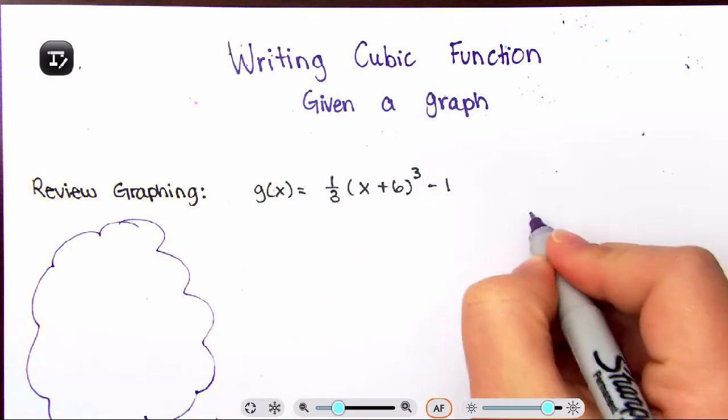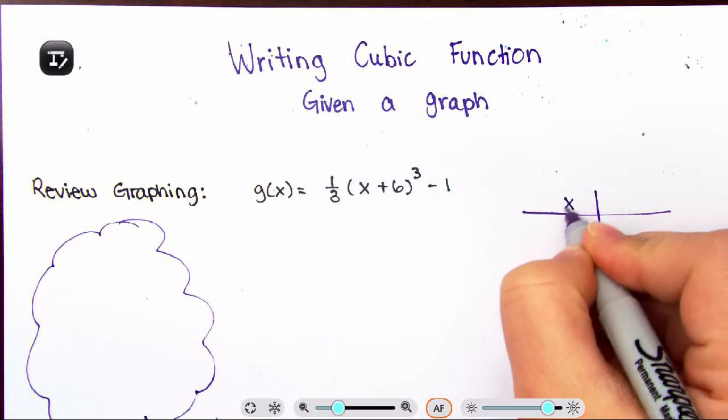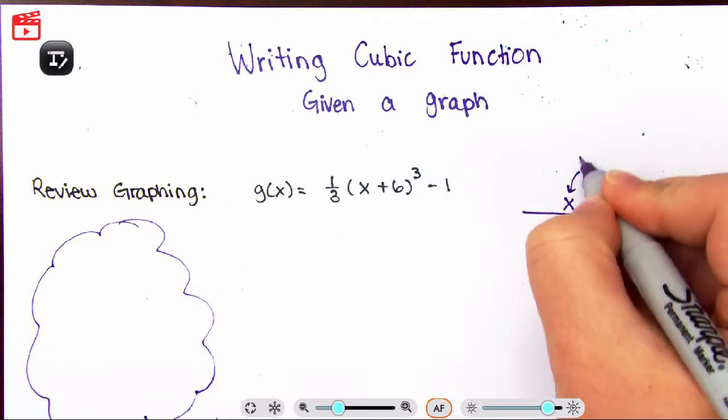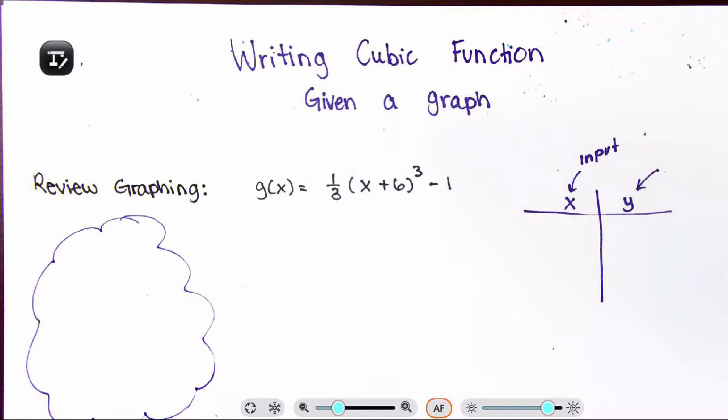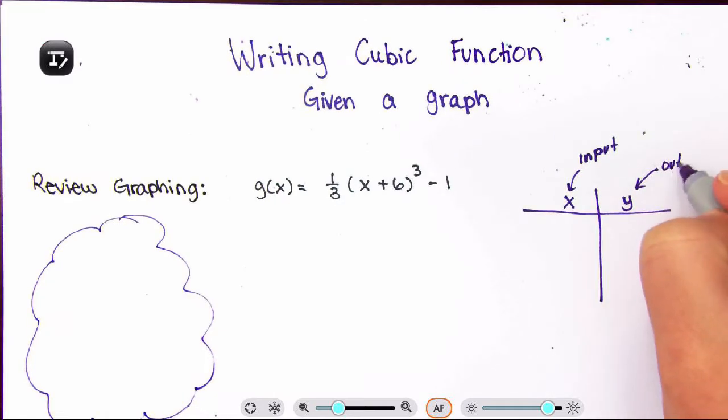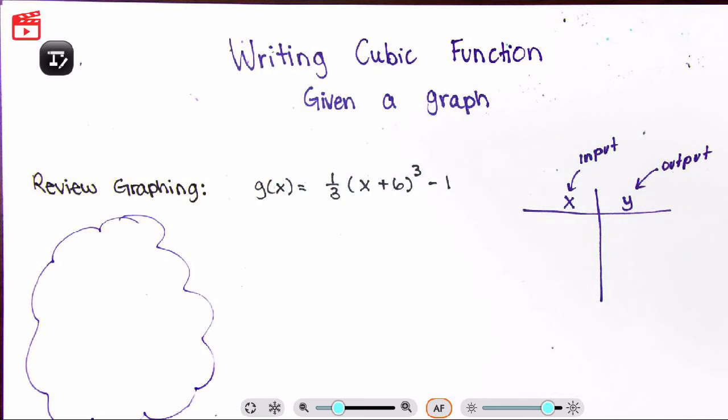I want to choose an x value, and that's my input. My output is whatever my input gives me, right? You plug in an input, you get an output. Now, let's translate this before I do anything in the thinking bubble.